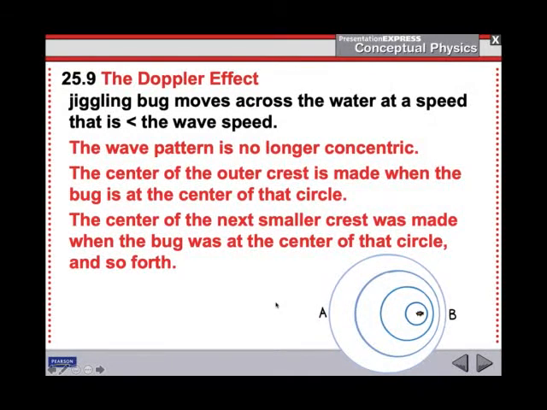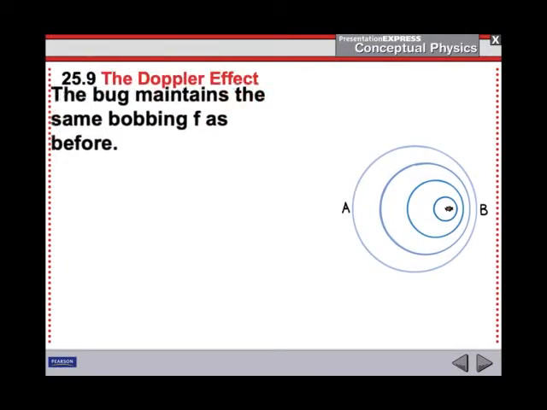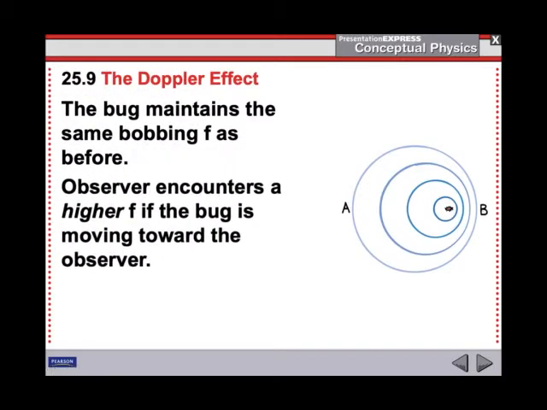And you're like, what does this have to do with the Doppler effect? Well, this is the Doppler effect. The bug has exactly the same frequency as it had before when it was sitting still, except this time it's moving toward position B. The observer encounters a higher frequency at B because the bug is moving toward him. If you were standing at A, the frequency would be less than the frequency the bug is making the waves, because the bug is moving away from you.